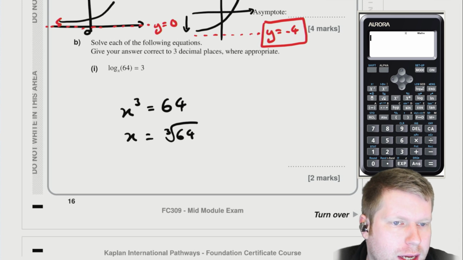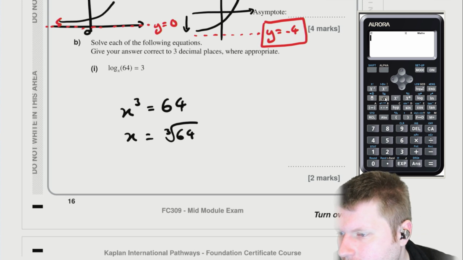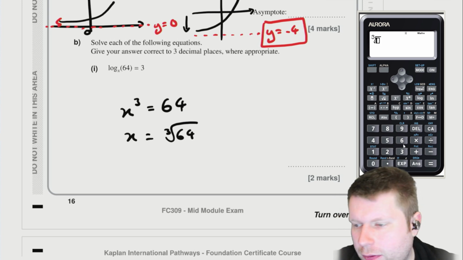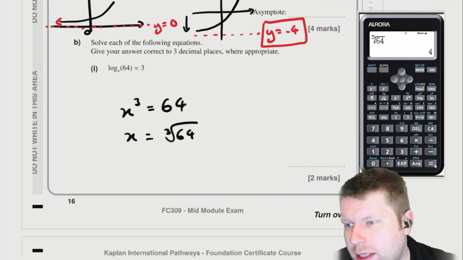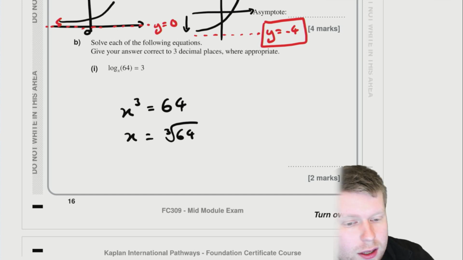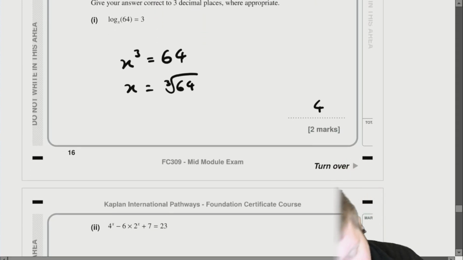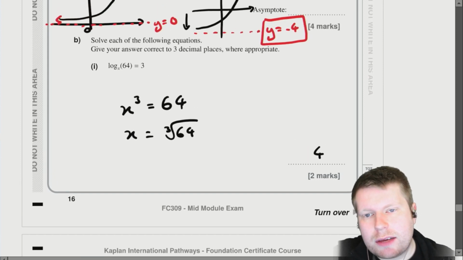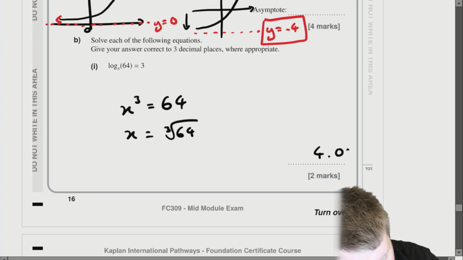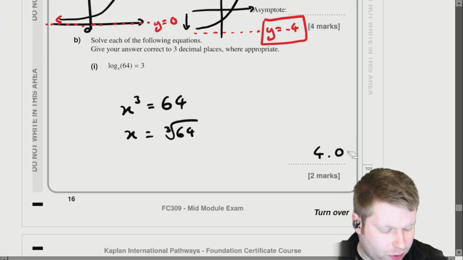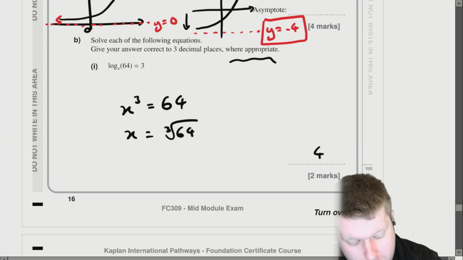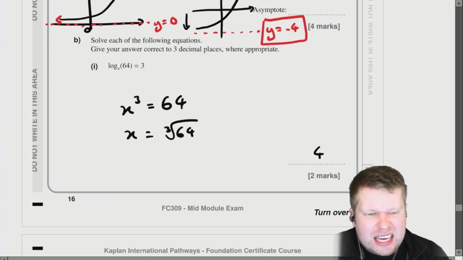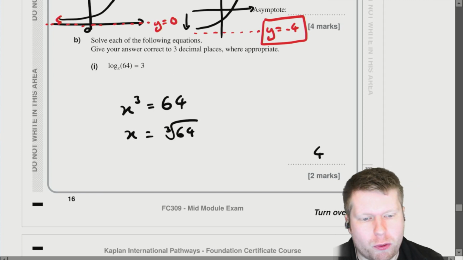So we're going to go shift and that one. That brings that up. And then if I go 64 and press equals, you find the answer is 4. Sorry, but that was a really easy 2-mark question. The amount of people that just didn't get that was really worrying. Now it does say to give your answer to 3 decimal places. So you could have written 4.000, that's fine. But it does say where appropriate. Here, it isn't really appropriate to leave it to 3 decimal places, so 4 is fine there.